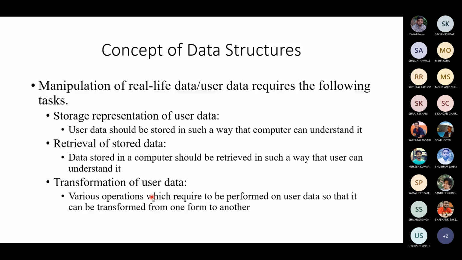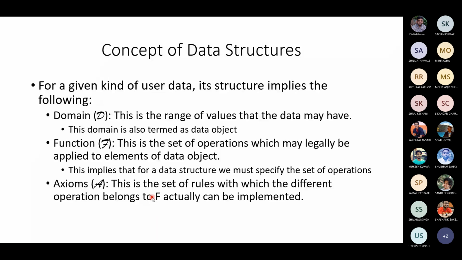Having said this, let us define what a data structure is. For a given kind of user data, its structure implies three things. When I say structure, we have to define three things: domain, function, and axioms.